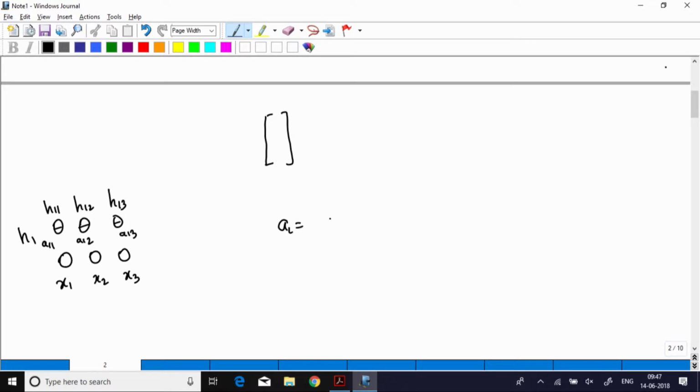So what I had on the previous slide is a formula for Ai. I had said that Ai is equal to Bi plus Wi into Hi minus 1. What is the value of i in this example? 1, right? So what I'm saying is A1 is equal to B1 plus W1 into H0. What is H0? The input layer.